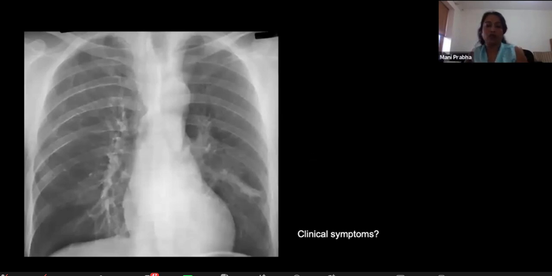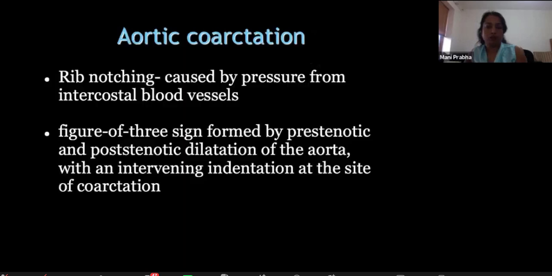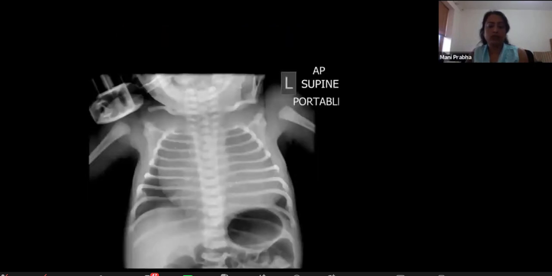and hypertension. So, aortic coarctation: rib notching is caused by pressure from the intercostal blood vessels, and the reverse figure of 3 sign is formed by pre-stenotic and post-stenotic dilatation of the aorta with an intervening indentation at the site of coarctation. And the confirmation is usually by MRI scan these days. No need to give radiation.